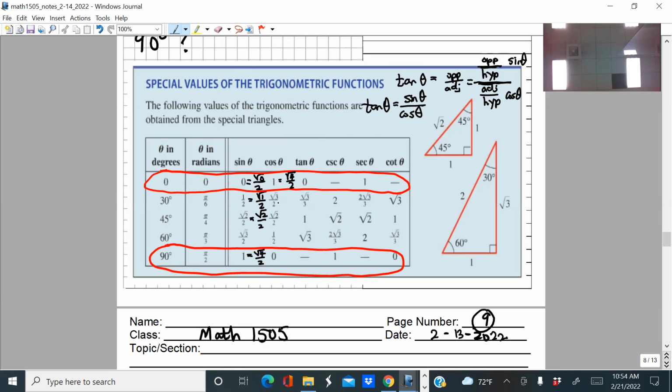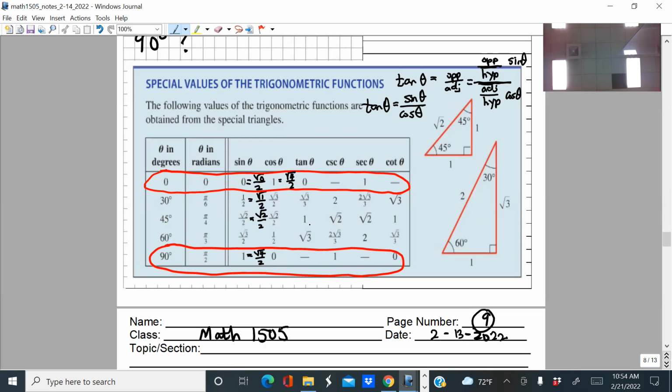And then for 30 degrees, it's square root of 3 divided by 2. For 45, square root of 2 divided by 2. For 60, it's square root of 1 divided by 2. But square root of 1 is 1, so you get 1/2. And then finally, for 90 degrees, cosine is square root of 0 divided by 2. But square root of 0 is 0. 0 divided by 2 is 0. Right? So cosine of 90 is 0.